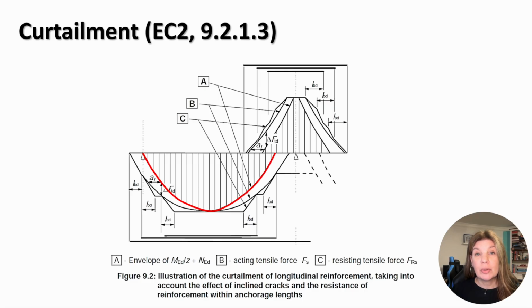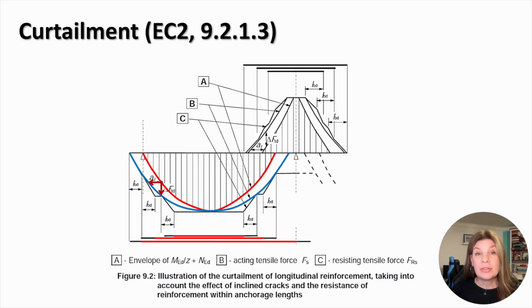This is the curve showing the envelope of tension forces developed due to hogging bending moment in the end span. This curve is offset by the additional tensile force. This offset is obtained by moving the points of the curve vertically by delta FTD. Alternatively, this offset can be obtained by moving the points of the curve horizontally by the distance A1.